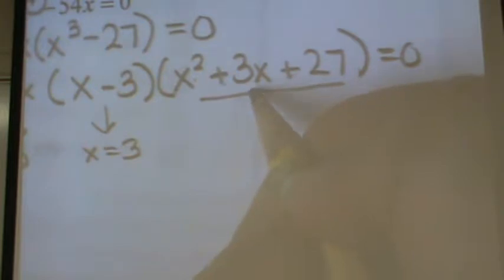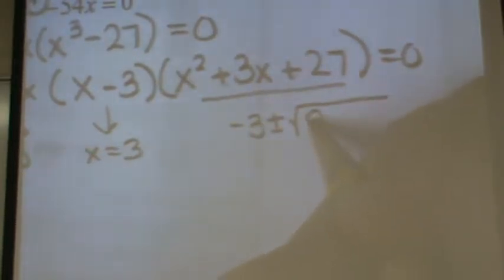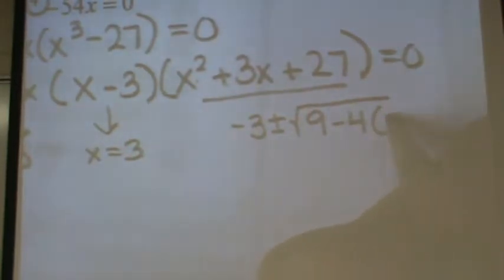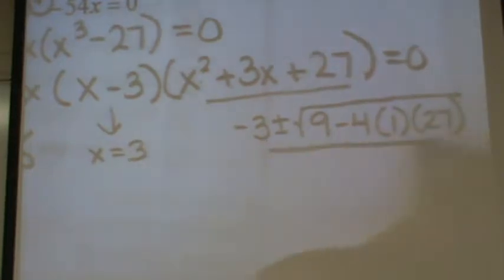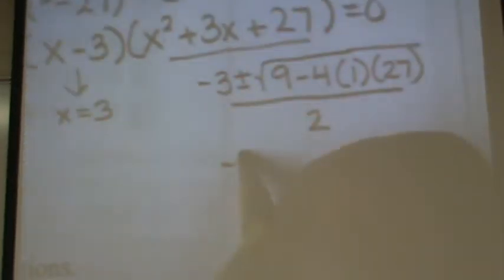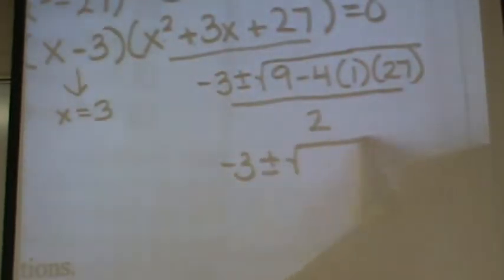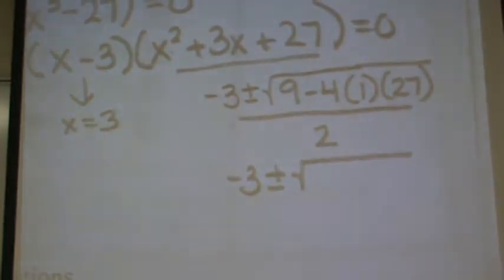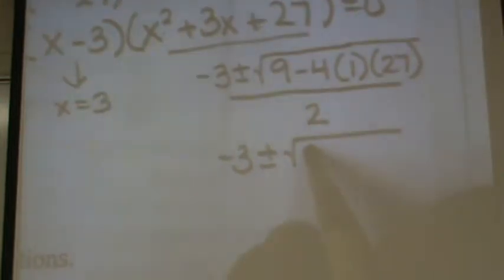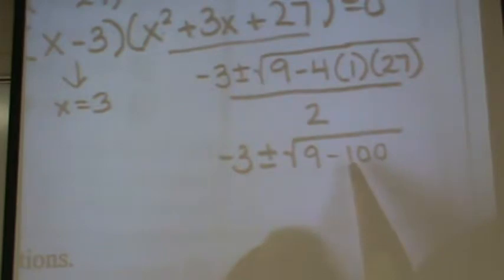So you're going to do negative b plus or minus the square root of b squared minus 4 times a times c all over 2 times a. So negative 3 plus or minus, help me out, what's 27 times 4? Is 100. So 9 minus 100, did you say? Wait, no, 108. What's wrong? 108.